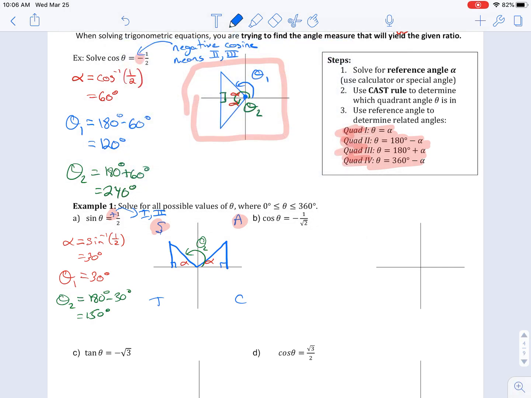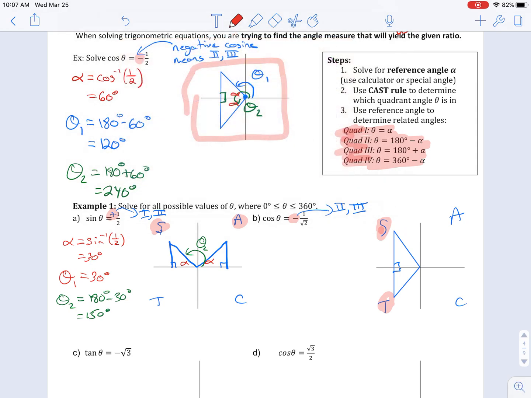So the second one here, we've got cos theta is negative 1/2. So again, let's first start by thinking, where is cosine negative? So CAST, well, cosine is negative here and here because it's positive in the C and all categories or quadrants. So this is quadrant 2 and 3. So you can automatically draw this. So I would expect you to be able to draw this. I wouldn't expect you to write quadrant 2 and 3, but you can if you want.